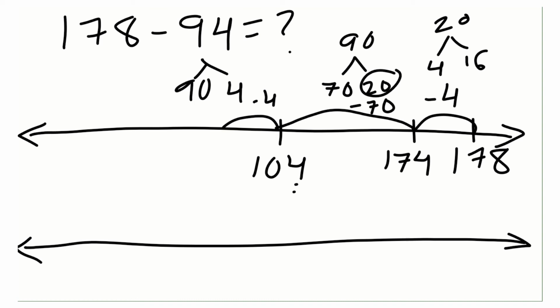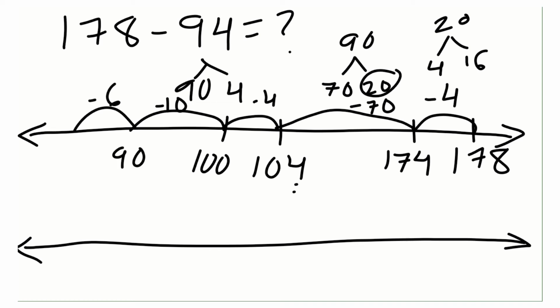and I'm going to get to 100. Now I just have to subtract 16, so I'll do a jump of 10 and a jump of 6. So 100 minus 10 equals 90, and 90 minus 6 equals 84. That was a lot of steps to get there, but I found out that 178 minus 94 equals 84.